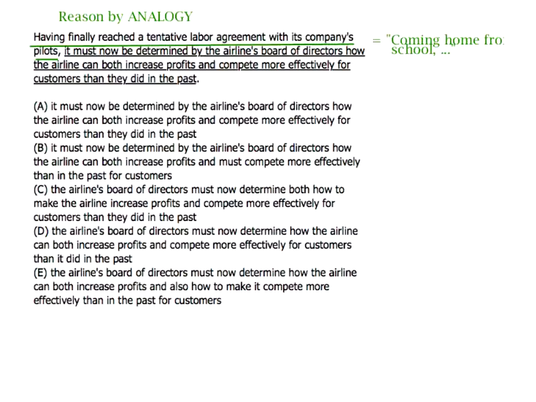So having finally reached a tentative labor agreement needs to be followed by who has finally reached a tentative labor agreement. So who has? The board of directors. And you should know, because when you read the sentence, you should only be reading for meaning. But if this is not perfectly clear when you read the sentence, don't go to the choices until it is clear. Don't go to the choices until you know exactly what you're looking for.